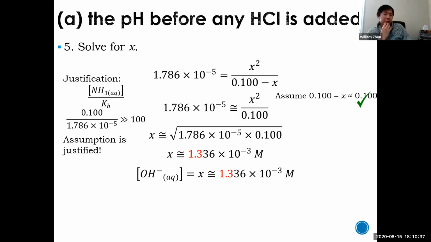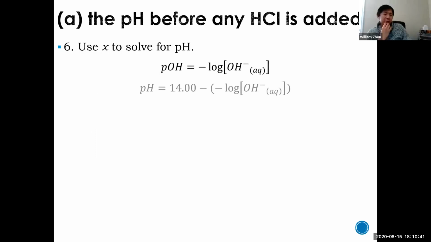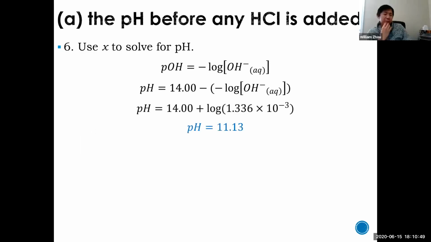So all you have to do now is take the negative log of this number. You should be able to get the pOH, and then subtract that from 14 to get the pH. So you should get 11.13, with 2 decimals for 2 sig figs. All right, did everyone get that? The pH of the ammonia, before you add anything, is 11.13, which makes sense. It's a base.